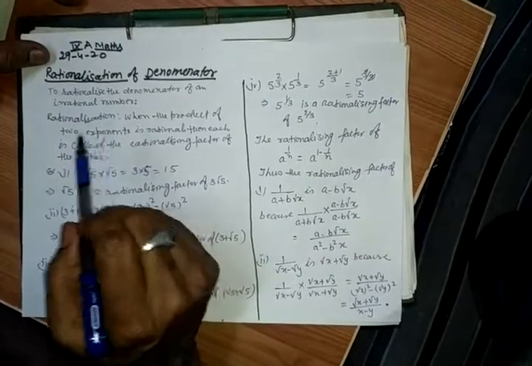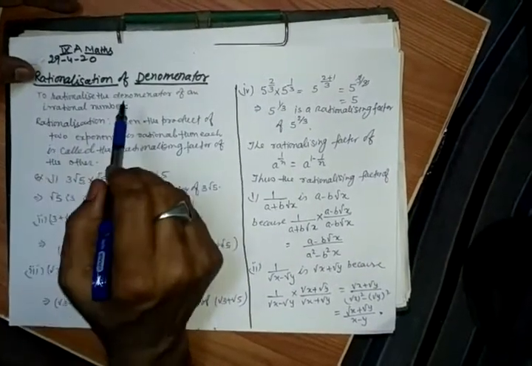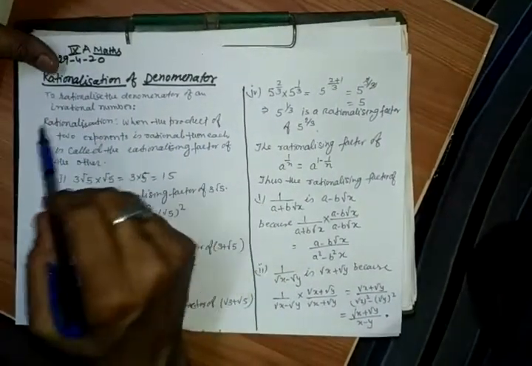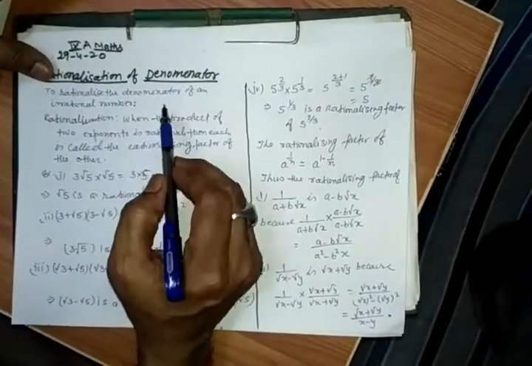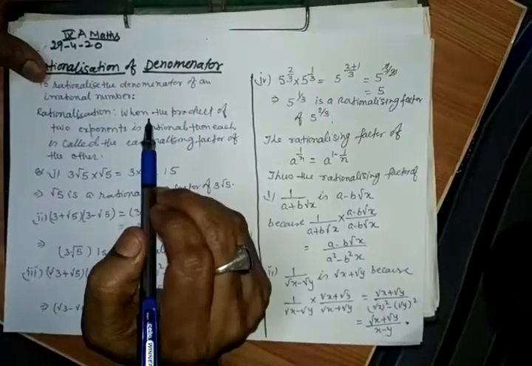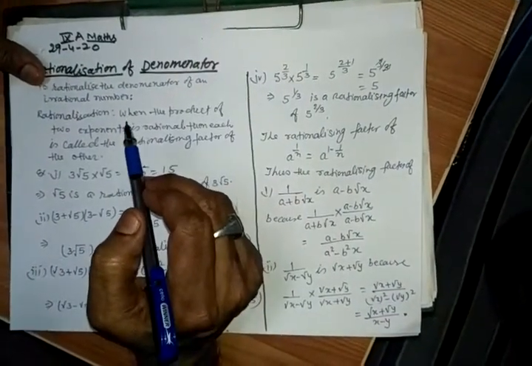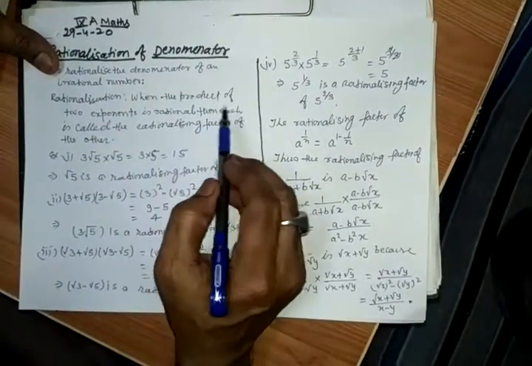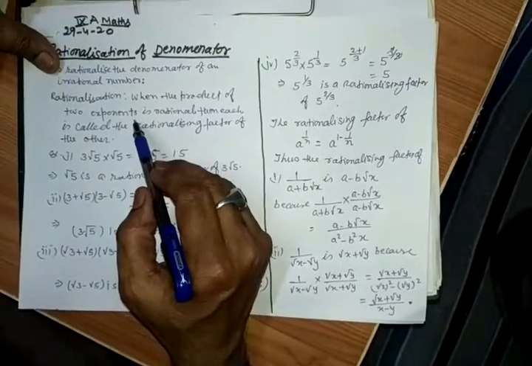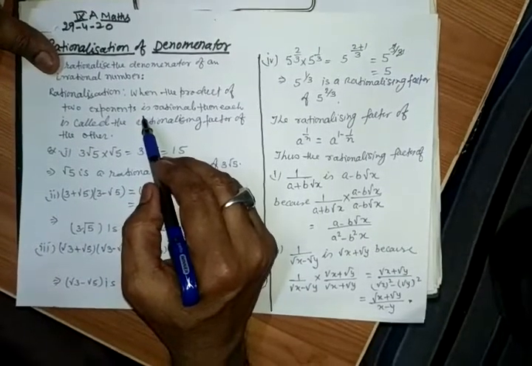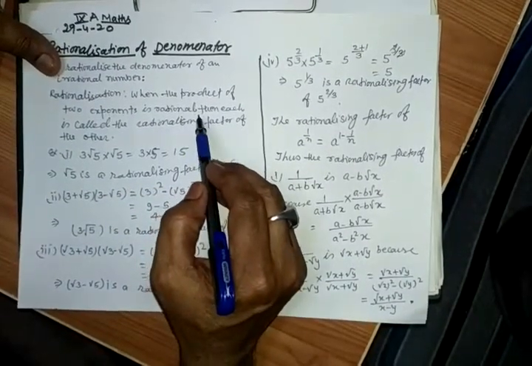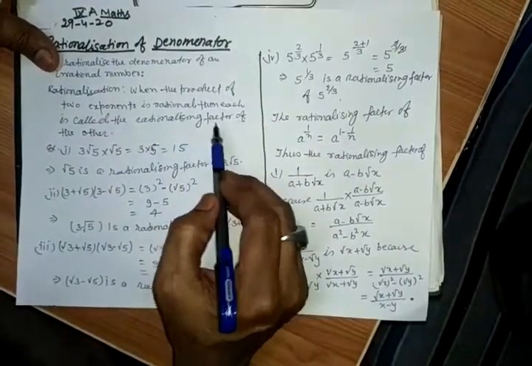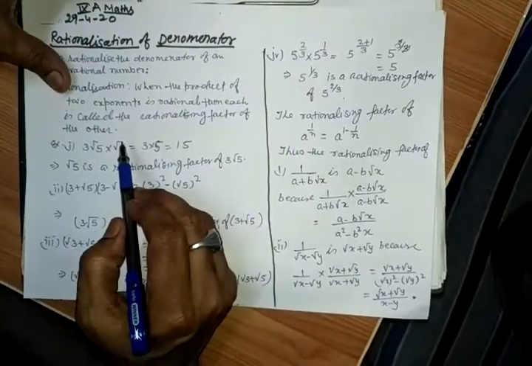I have told you about the rationalization of the denominator: to rationalize the denominator of an irrational number. Rationalization: when the product of two irrational numbers is rational, then each is called the rationalizing factor of the other.